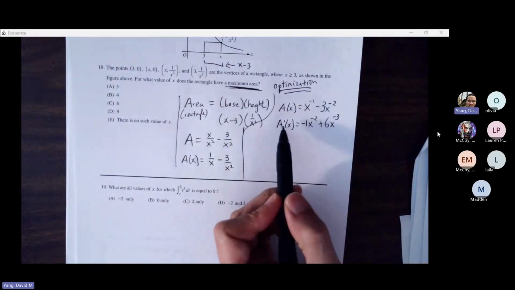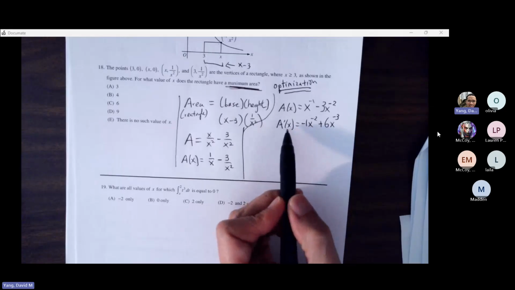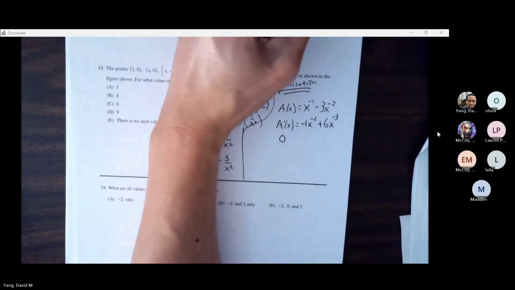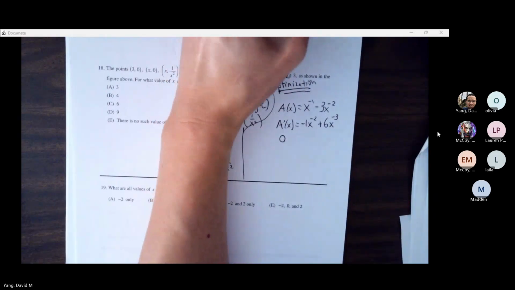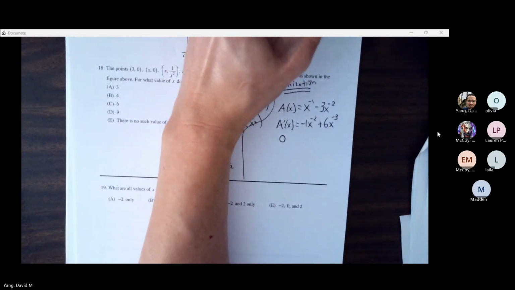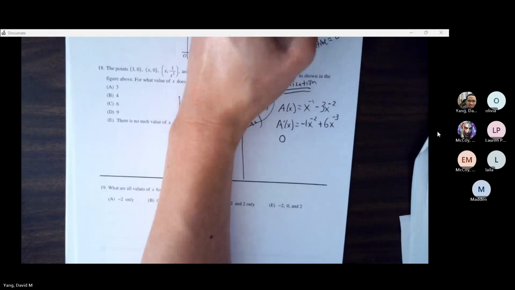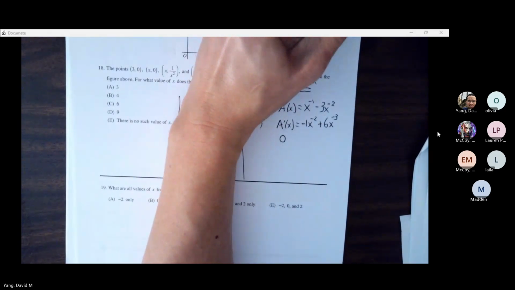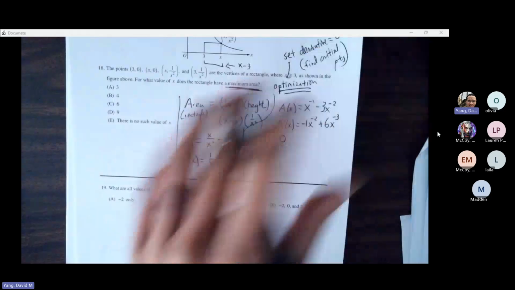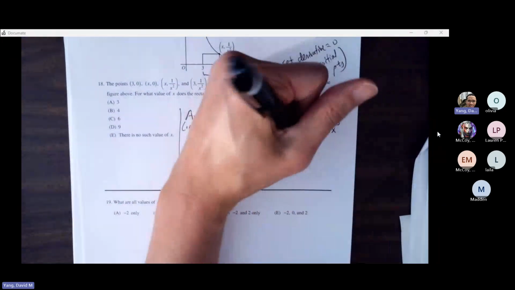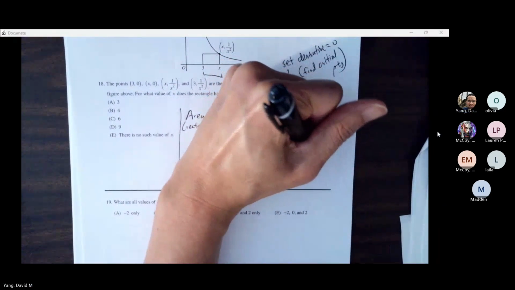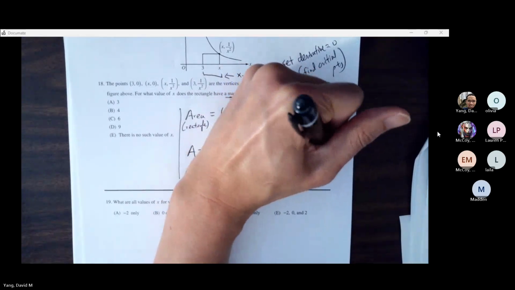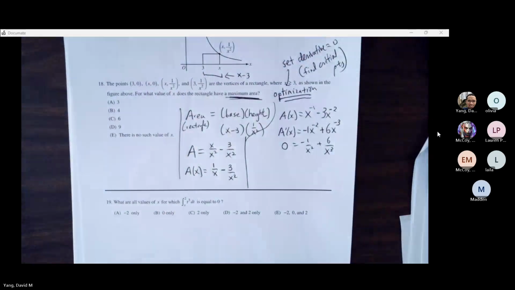And really, you're just finding critical points, right? So you're always going to set your derivative equal to 0. And whatever you find is going to be where your solution is. So I'm just trying to figure out how to solve for x here.